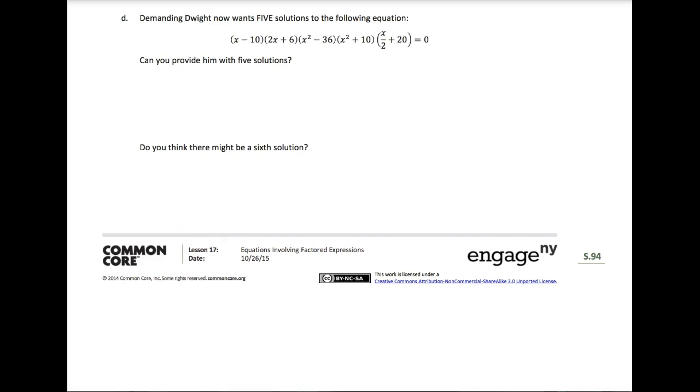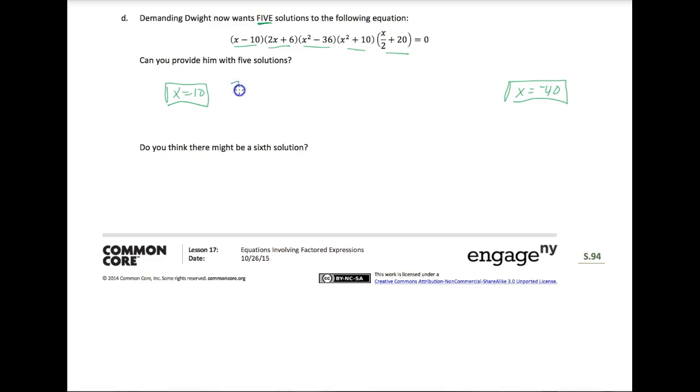Now Dwight's gotten even more demanding. He's decided that we should give him 5 solutions. And if we look, we've got 1, 2, 3, 4, 5 possible correct solutions. So it's a possibility. We already know x minus 10 needs x equals 10. We solved that before, so there's 1. And over here, we know this takes a negative 40. So if x equals negative 40, we're good also here. Now all we have left to do is unravel the rest of this mess.